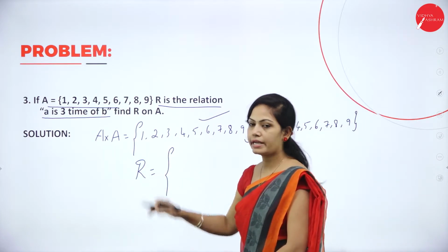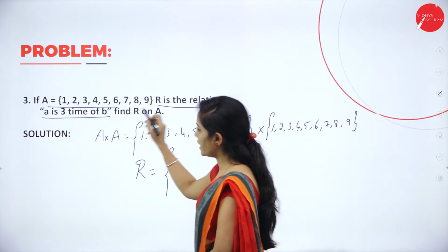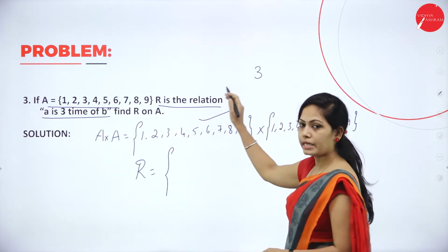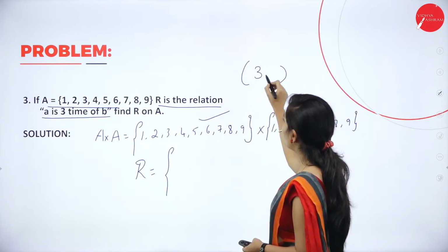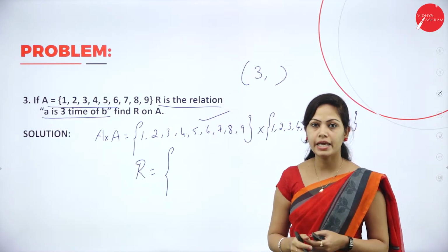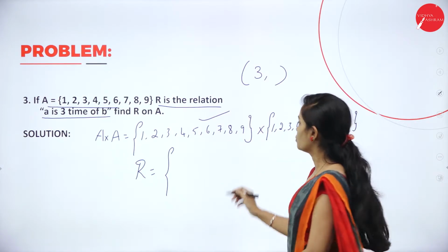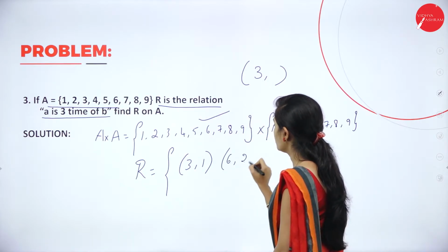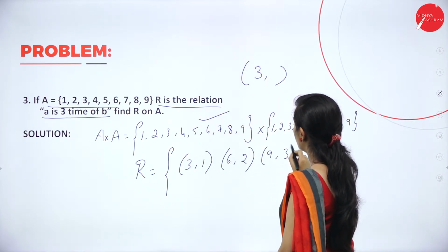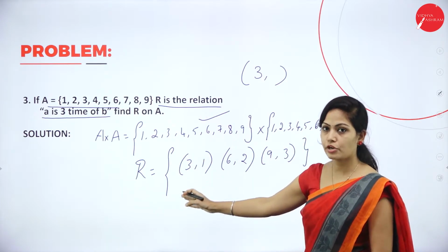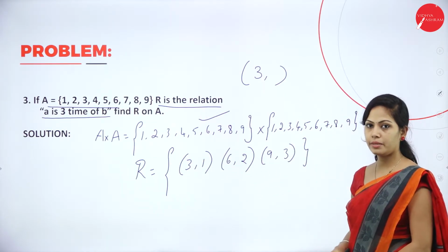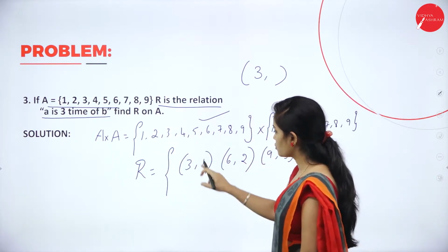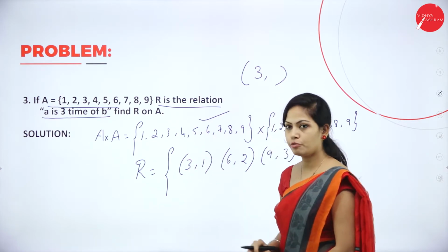So here I will directly write the relation value. R is the relation: A is 3 times of B. A value should be 3 times of B value. So which relation can you construct? R is equal to {(3,1), (6,2), (9,3)}. So how is it (3,1), (6,2) and (9,3)? What is the question? A is 3 times of B. So A value should be 3 times of B value.